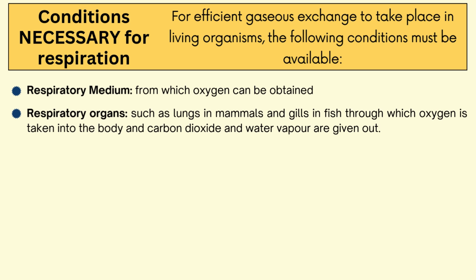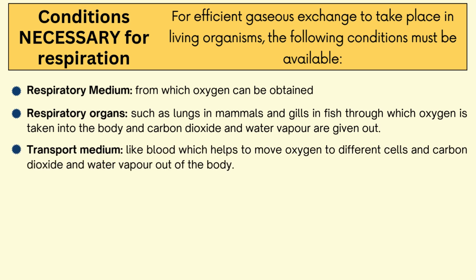Number three, transport medium. This is a system which is able to move the dissolved gases, e.g. oxygen, round the body to all the cells, and also collect the gases, that is carbon dioxide, which need to be eliminated from the body. An example of transport medium in mammals is the blood.